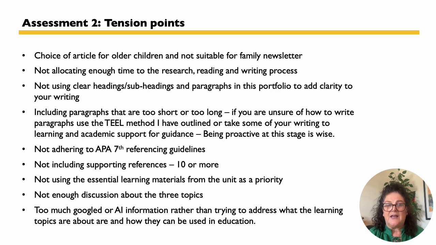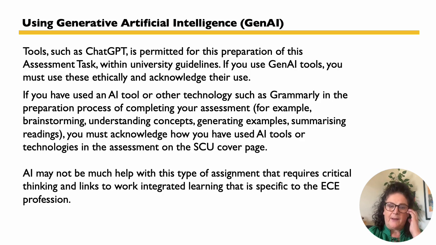Sometimes there was not enough discussion about the 3 topics, and sometimes there was too much. So you've got to really balance that. I know you don't have many words, and I've really instructed the markers to be very clear with assessment 2 that this is not essays. You couldn't possibly include everything you want to about these topics. So you've got to pitch it so it's not too much and not too little. And as I said before, too much Google or AI information doesn't send you in the right direction, and there's a chance that you're plagiarising, so be really careful about that.